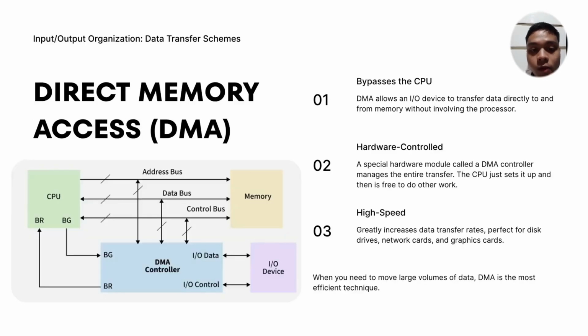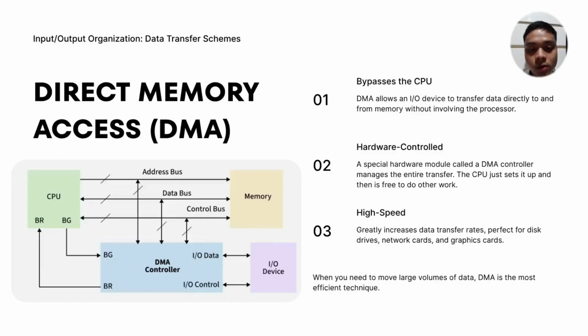And the next category is direct memory access, which is used when there is a need to transfer bulk data. For large transfers, involving the CPU is too slow. So in DMA transfer, data is directly transferred from the memory to the input-output device or vice versa without going through the microprocessor. This is a hardware control technique.